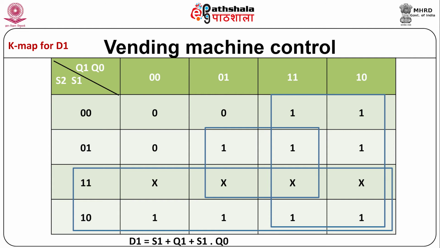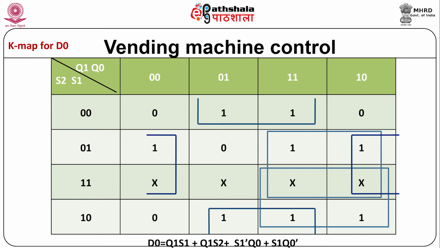Here D1 and D0 are the inputs of the D flip flop and output is the final output of the vending machine. It is a K map of 4 variables S2, S1 and Q1, Q0. After mapping the terms, it is clear from the map that it is possible to form 3 groups, 2 octets and 1 quad. This results in the simplified Boolean expression D1 is equal to S1 plus Q1 plus S1 into Q0.